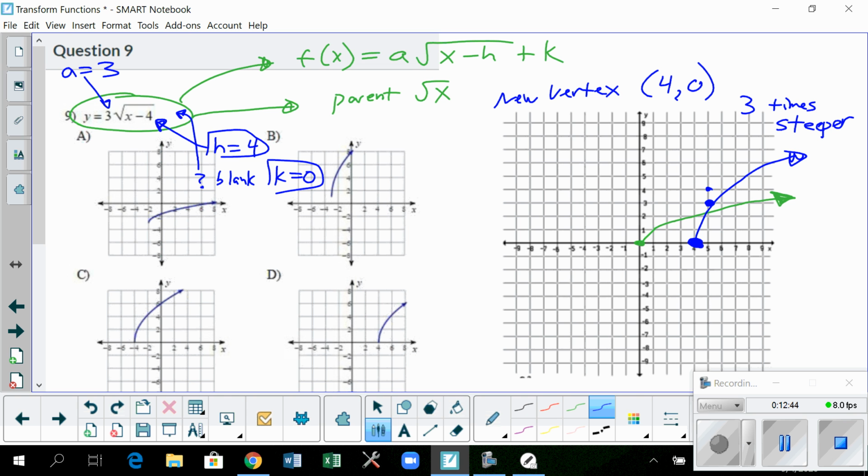And if you look at your choices, the answer has to be D. For one thing, D is the only choice that has the correct vertex that starts at 4, 0.